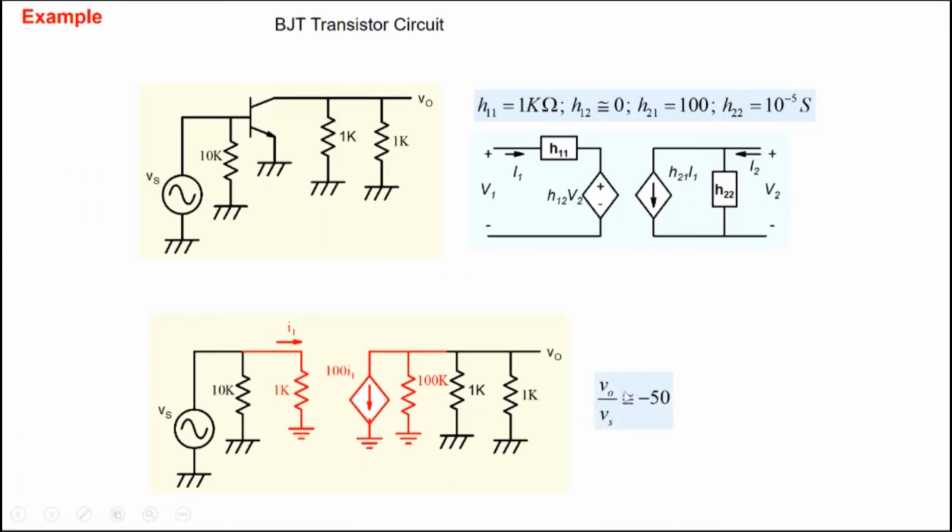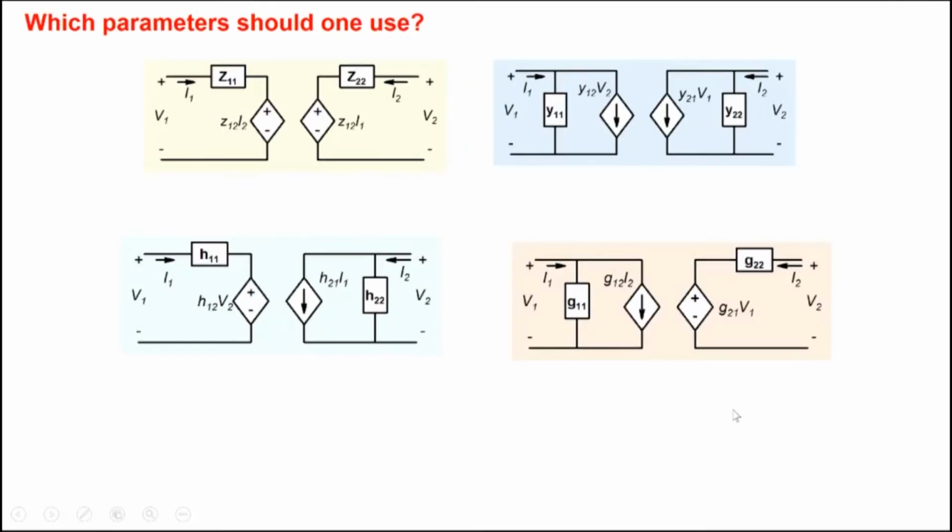Okay. And for example, now we could predict that if you have a circuit like this, then V0 by Vs, you could build an amplifier with a gain of minus 50. And if you wanted a gain of 100, you could manipulate the 10k here, 1k here, 1k here, and all of those things, and see how you can obtain a gain of 100 here.